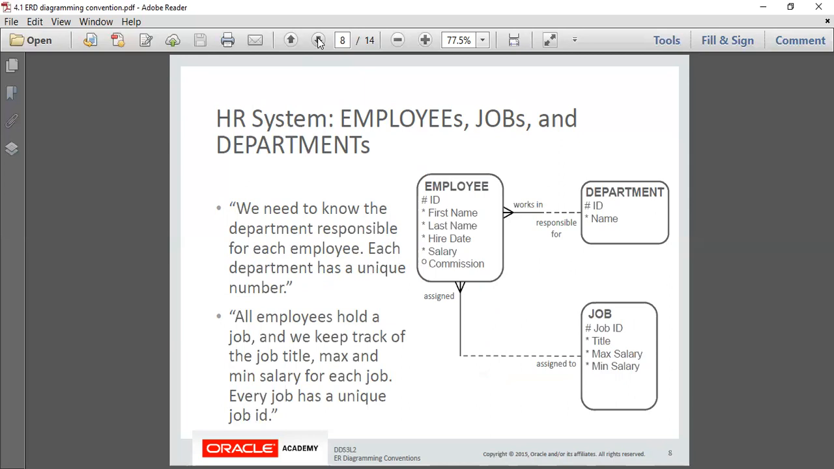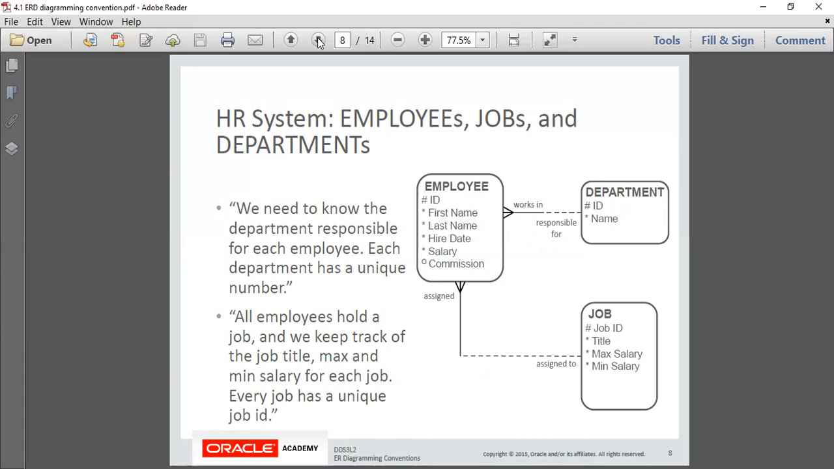All employees hold a job, and we keep track of the employee's job title, maximum and minimum salary for each job, and every job has a unique ID. So the diagram you are seeing on the screen is basically an entity relationship diagram, and we can see we have three entities. We have the employee entity, and the employee entity has a number of attributes. For instance, we have the employee ID, the first name, the last name, the hire date, salary, and commission.